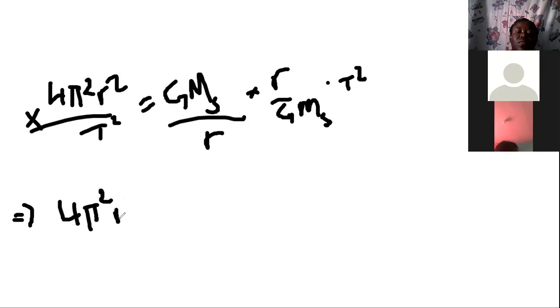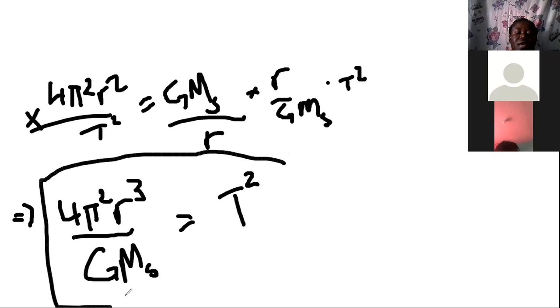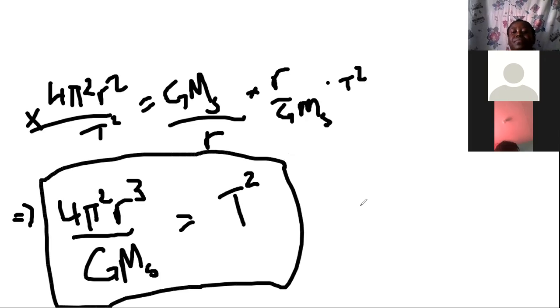No, r cubed doesn't cancel out, my mistake. So is this times that, okay, so r cubed, divided by the G mass of that object equals the t squared. So this one is what we had up on that, Kepler's third law. It is also known as the law of periods.